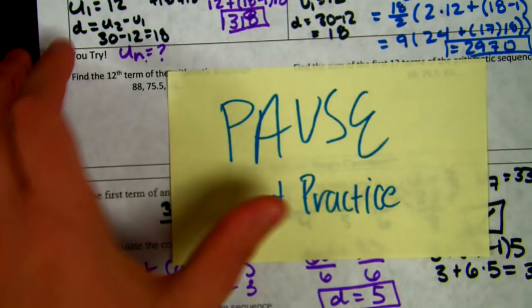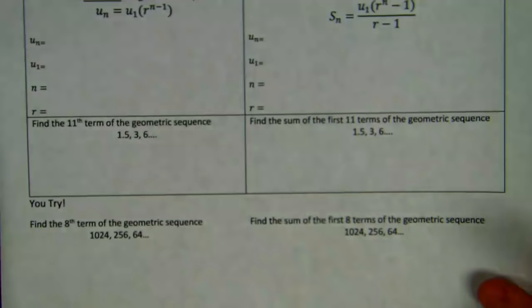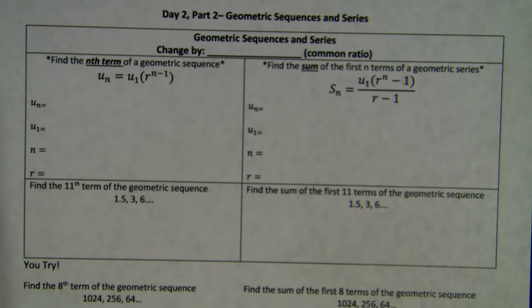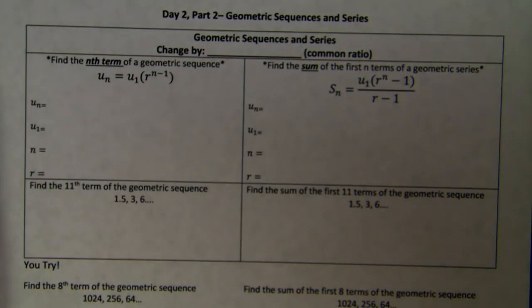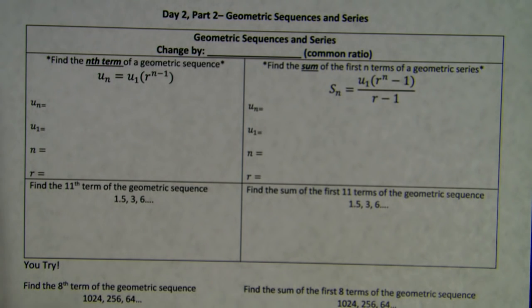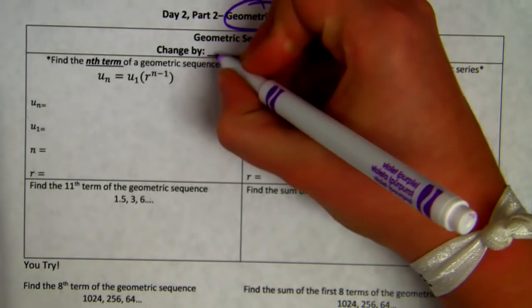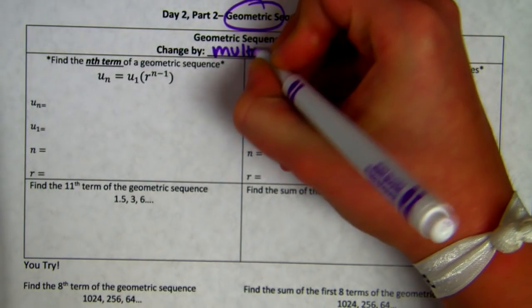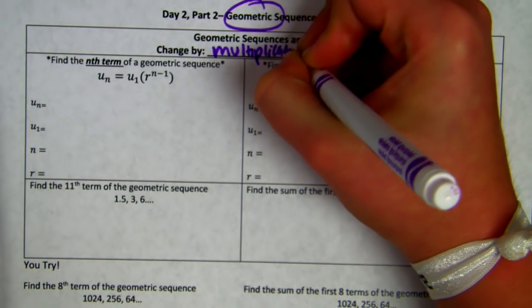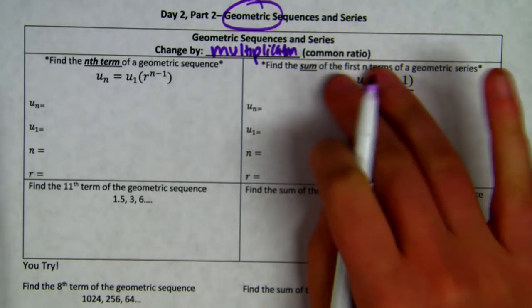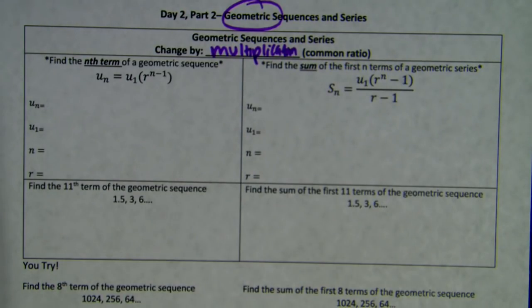Moving on now, we are going to move into the geometric sequences and series portion. So everything we just did with arithmetic still can help us, but now we are using geometric. Geometric sequences and series change by multiplication, which means that our term for the changing is the common ratio. Remember that our common ratio should always be in terms of multiplication.